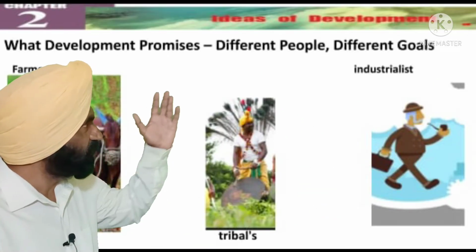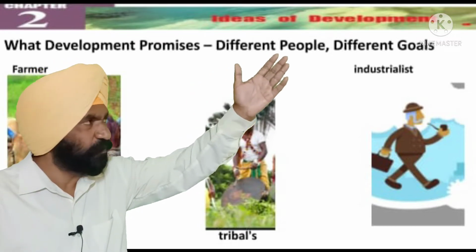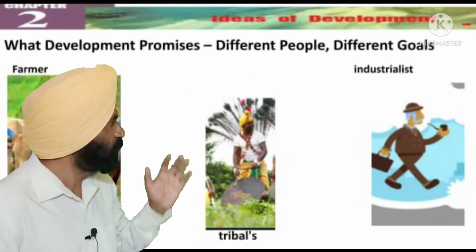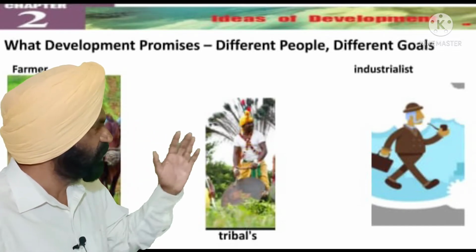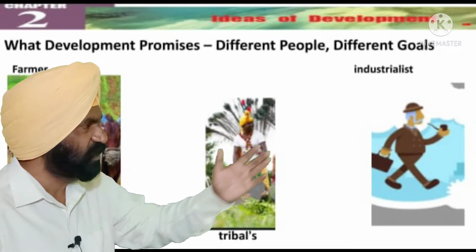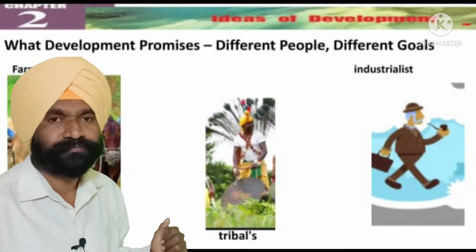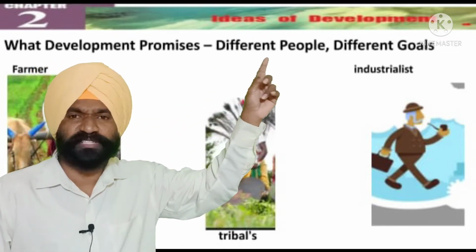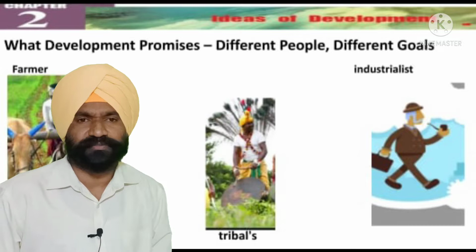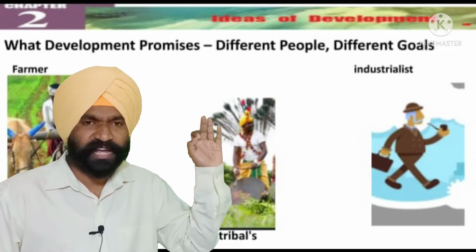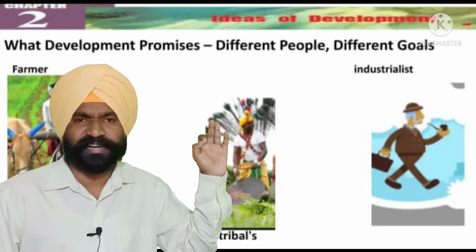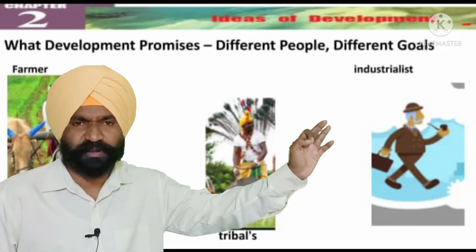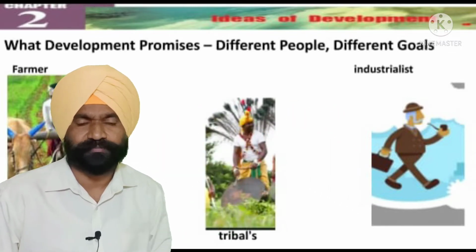Now, what development promises different people, different goals. Now you see three images here: the image of a farmer, the image of a tribal person, the image of an industrialist. What development promises different people, different goals. So the idea of development for a farmer will be different, the idea of development for a tribe will be different, and the idea of development for an industrialist will be different.